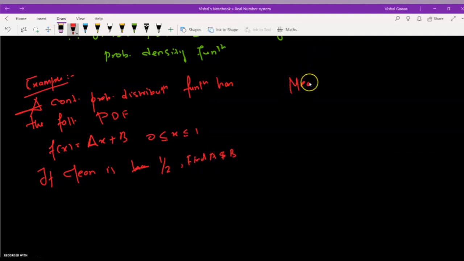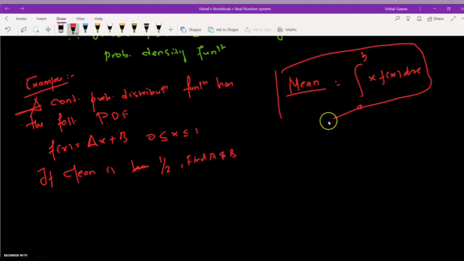Remember, we know what a mean is, right? The mean of a continuous probability distribution function f between a and b is given by the integral from a to b of x f of x dx. Remember this when we do expectations and all, but it's a mean. Therefore, if the mean is half, right?